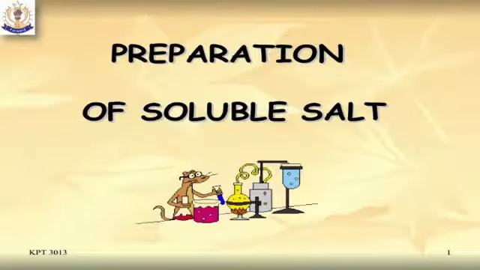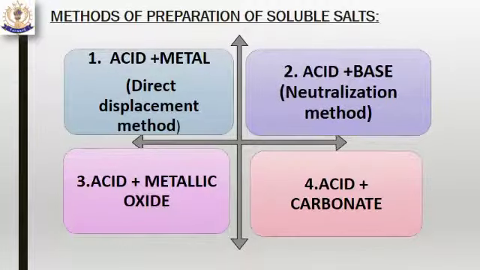Now let's learn about the preparation of soluble salts. There are four methods of preparation of soluble salts. The first method is acid reacts with a metal and it forms a soluble salt. That method is called the direct displacement method. The second method is acid reacts with base. This method is called the neutralization method. The third method is acid when reacts with metallic oxide, it forms a soluble salt. The fourth method is acid when reacts with a carbonate or a bicarbonate, and it forms a soluble salt.